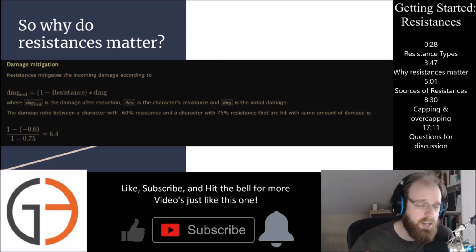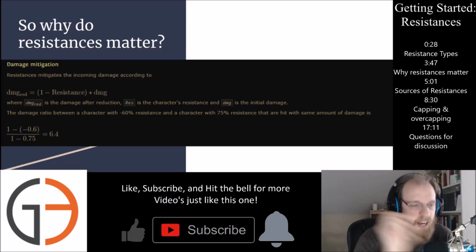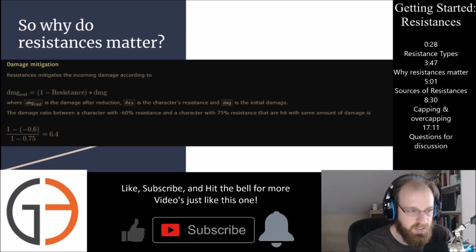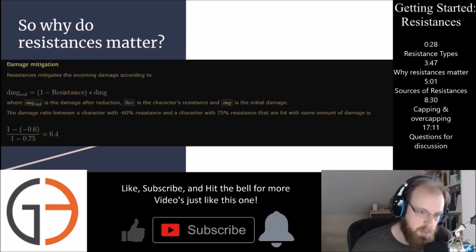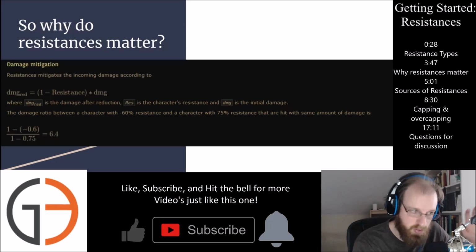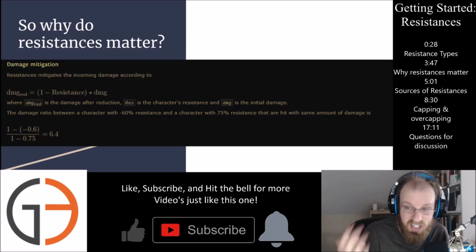Now, why do resistances matter in Path of Exile? Well, quite simply because they mitigate damage that's coming in. I'm not going to get into all of the numbers on this. Simply look at the number at the bottom, right? The damage ratio between a character with -60% resistance and a character with 75% resistance that are hit with the same amount of damage is, here's the ratio, and the end result is 6.4.